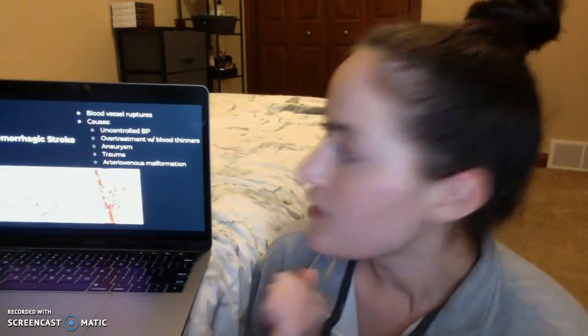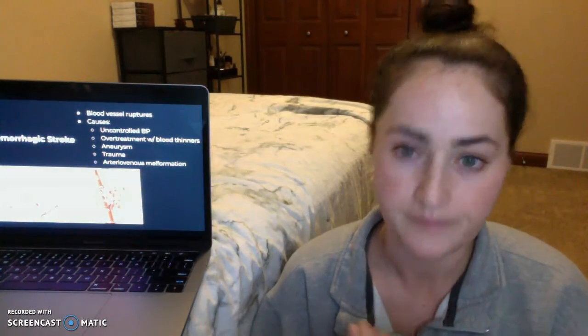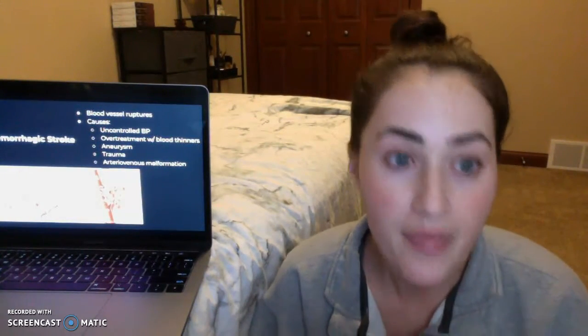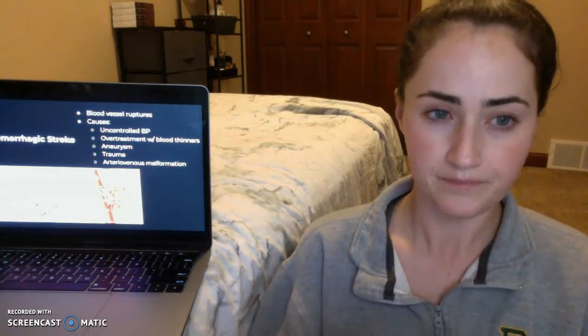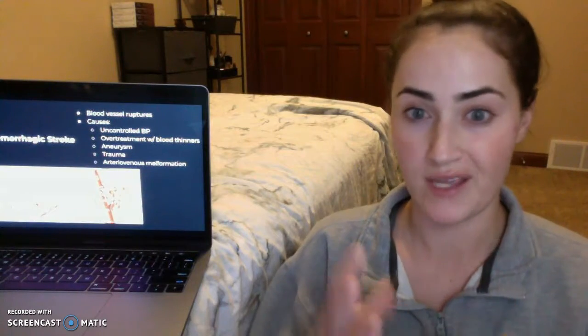So the first thing that I'm going to go over is a specific type of stroke called a hemorrhagic stroke. This specifically is defined as a rupture of a blood vessel. And this can be caused by a number of things. A few things that can lead to this are uncontrolled high blood pressure, overtreatment with blood thinners, as well as an aneurysm, which is when the wall of an artery becomes weakened. So it's just that weakened area of that artery or blood vessel.